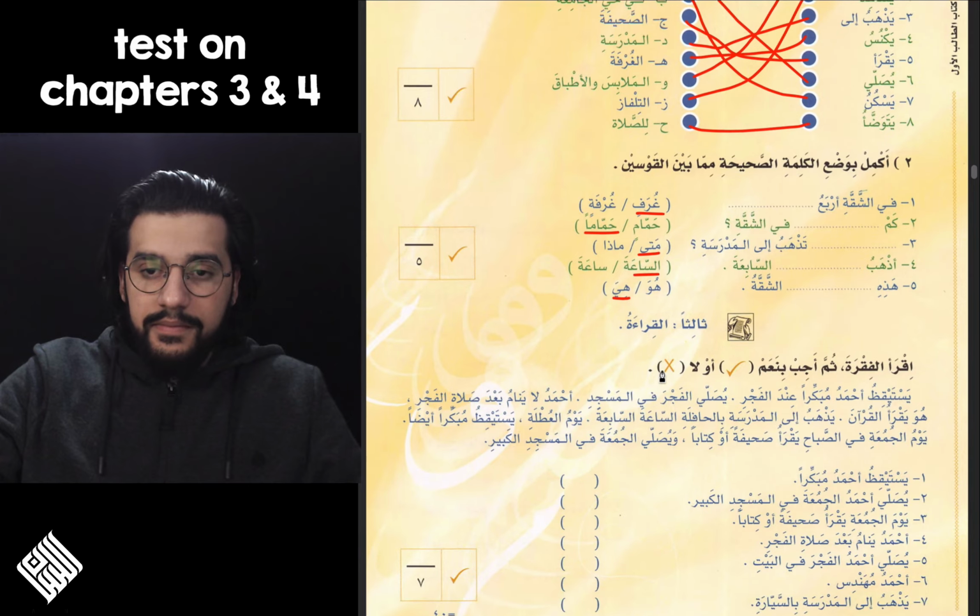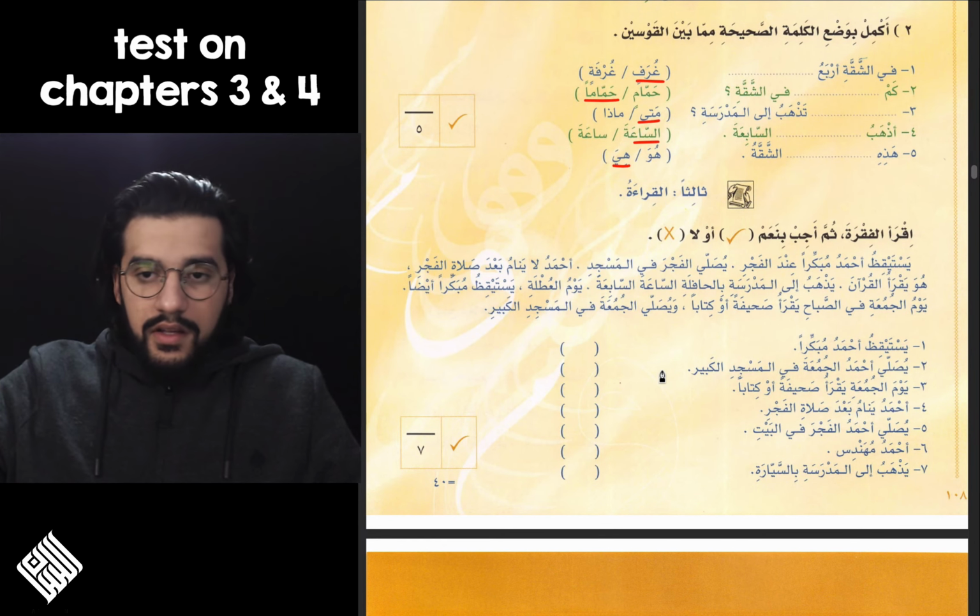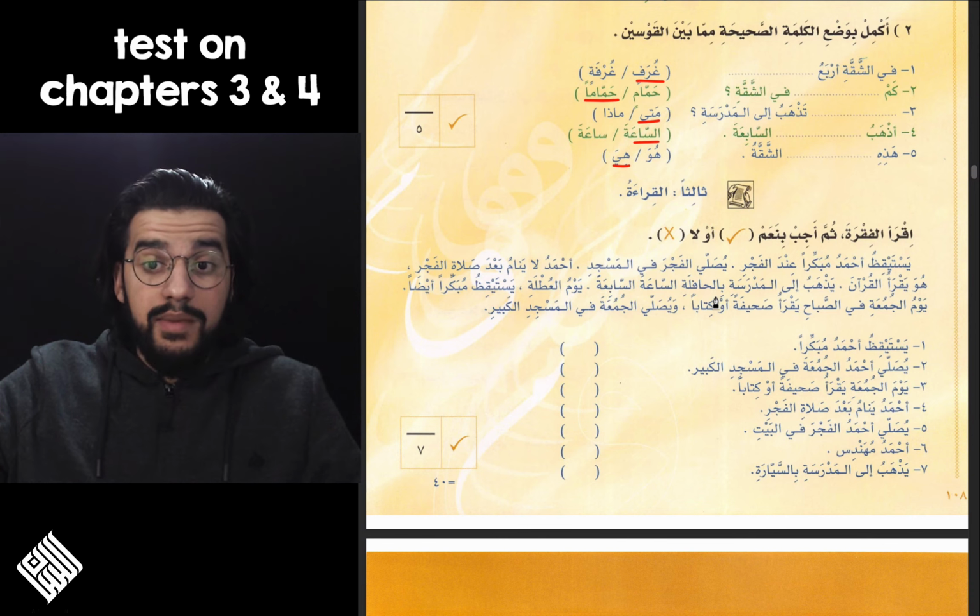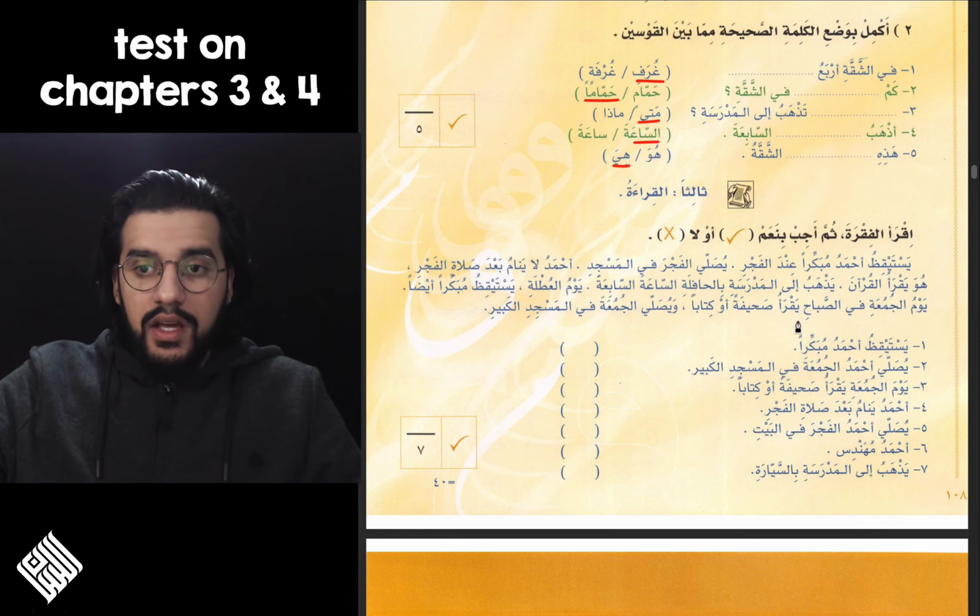And the last question here is cross, tick across. يستيقظ أحمد مبكرا عند الفجر. He wakes up early. يصلي الفجر في المسجد. أحمد لا ينام بعد صلاة الفجر. هو يقرأ القرآن. يذهب إلى المدرسة بالحافلة, by bus. الساعة السابعة يوم العطلة. يستيقظ مبكرا. He wakes up early on a holiday as well. يوم الجمعة في الصباح. يقرأ صحيفة أو كتابا. He reads a newspaper or a book. ويصلي الجمعة في المسجد الكبير. We learn the word كبير means big, right?